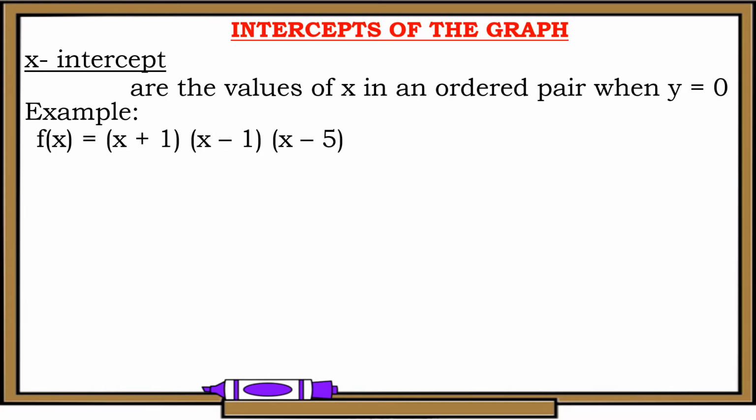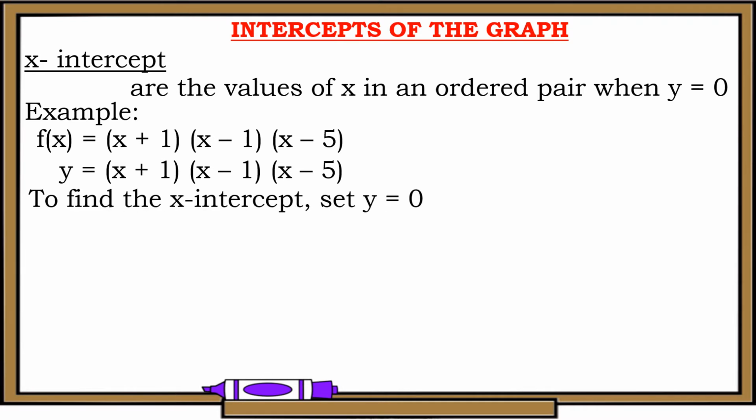Example, f of x is equals to x plus 1 times x minus 1 times x minus 5. So, if you notice, naka-arrange siya sa factored form. Ang f of x, pwede nating palitan ng y. So, y is equals to x plus 1 times x minus 1 times x minus 5. To find the x-intercept, set y is equals to 0. So, papalitan natin ng 0 yung y.